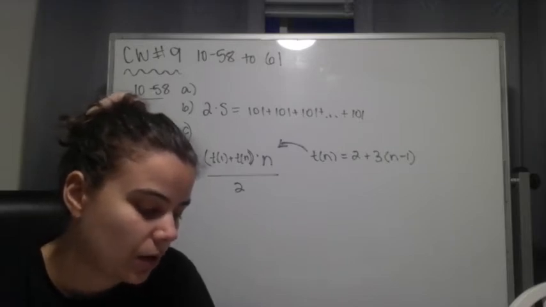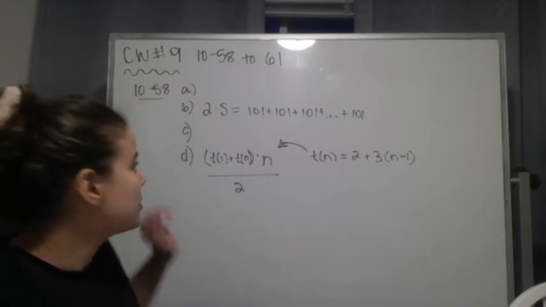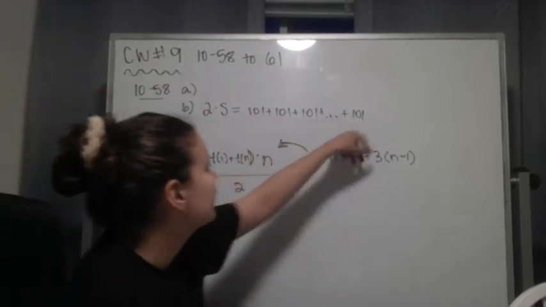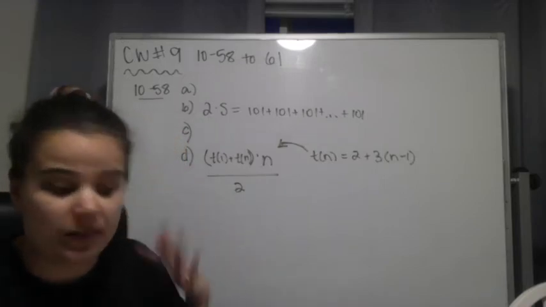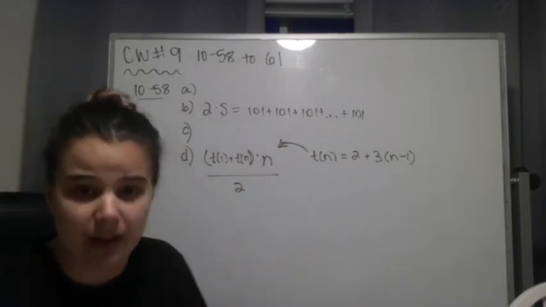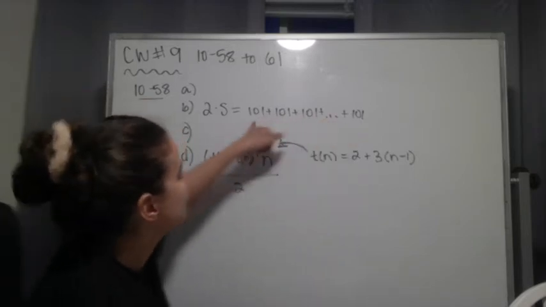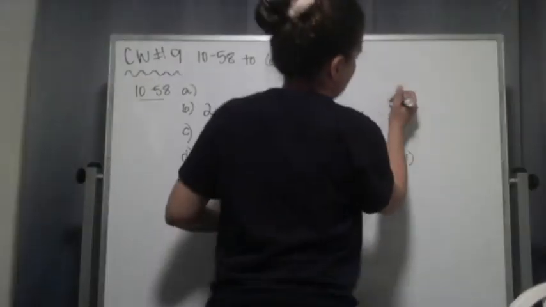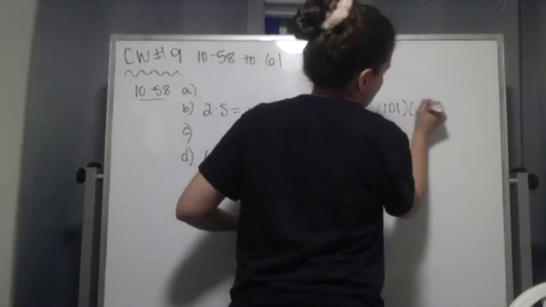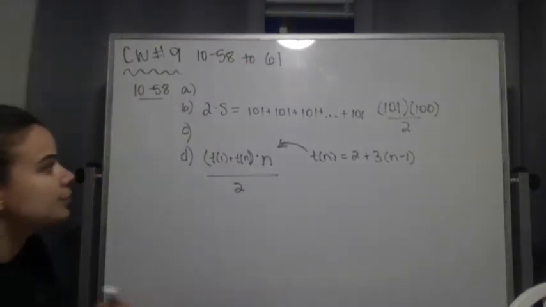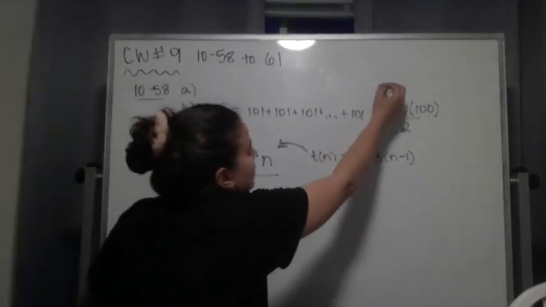So for part B, if we have 2 times S is equal to all of this, then S would just be equal to all that divided by 2, otherwise known as 5,050. Remember, there are 100 of these, so 101 times 100, and then divided by 2. That would be S.